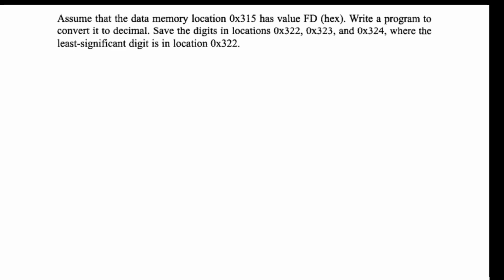So illustrating it, we have here an example. Assume that we have the data memory location 0x315 and has a value of FD hexadecimal. The instruction is to write a program to convert it to decimal and save the digits into the locations 0x322, 0x323, and 0x324, where the least significant digit is in location 0x322. So the least significant digit is 0x322, the middle is 0x323, and the most significant is 0x324.